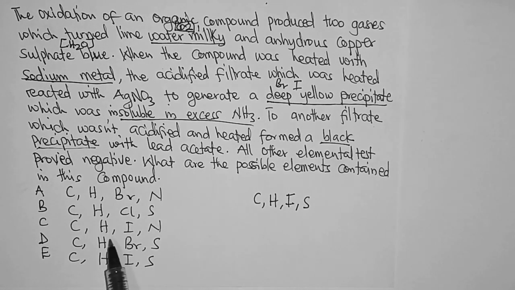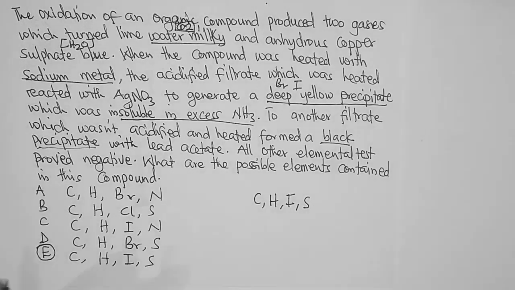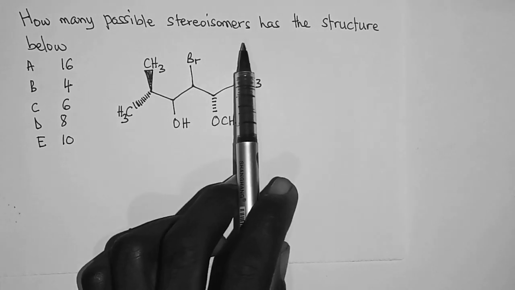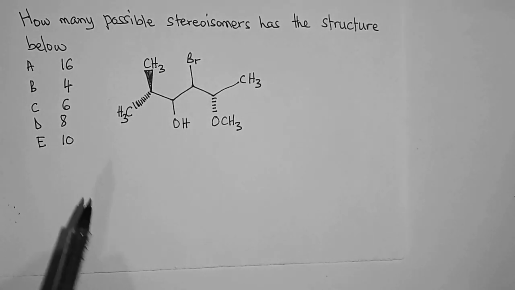So if we check through, this one is carbon, hydrogen, iodine, and nitrogen. It's not true. Carbon, hydrogen, bromine, and sulfur. That is also not true. Carbon, hydrogen, iodine, and sulfur. Yes, so the answer is E. How many stereoisomers has the structure below?